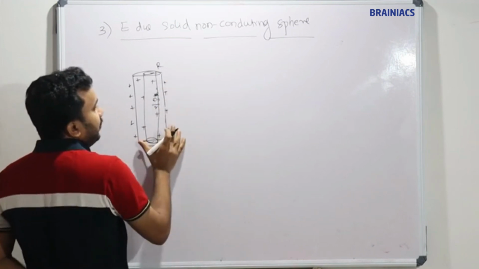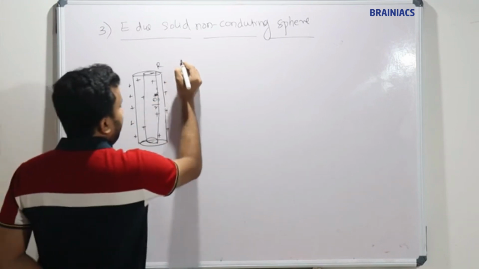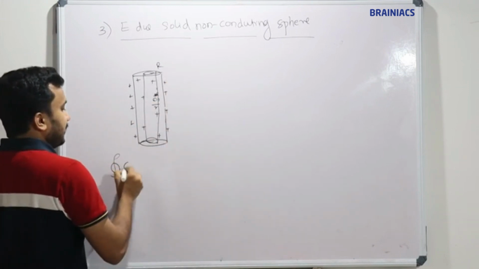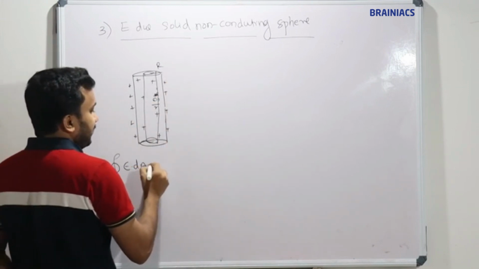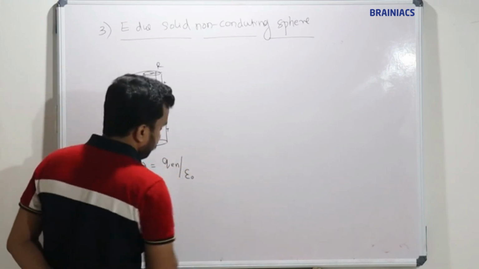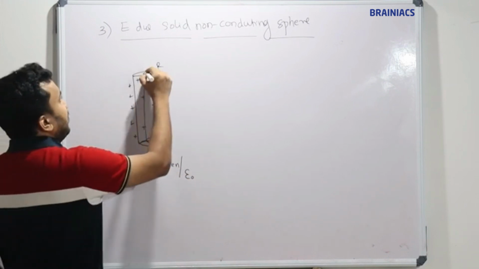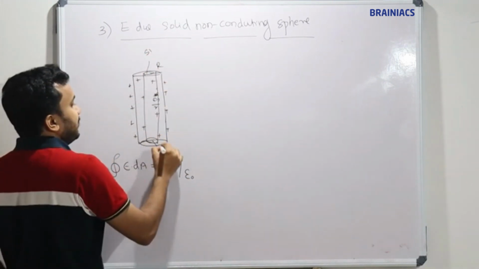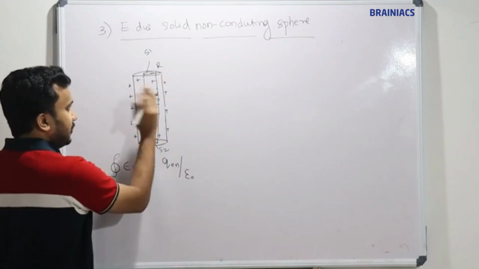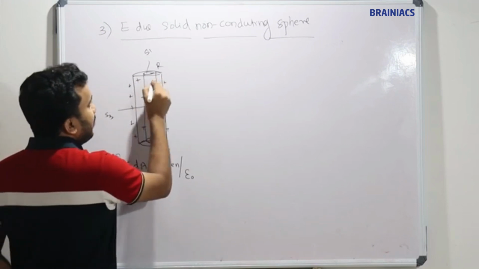So we need to find the electric field intensity using Gauss's law. We'll write Gauss's law: closed integral E dot dA is equal to Q enclosed divided by epsilon 0. We know it's a closed path. As I told last class, we have S1 surface, S2 surface, and this curved surface is S3. Electric field lines are always going outside.